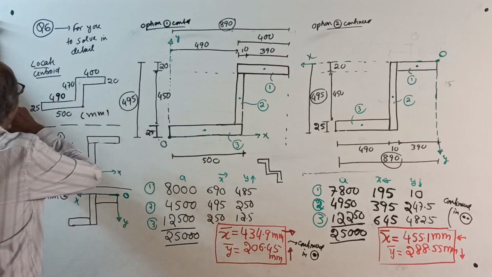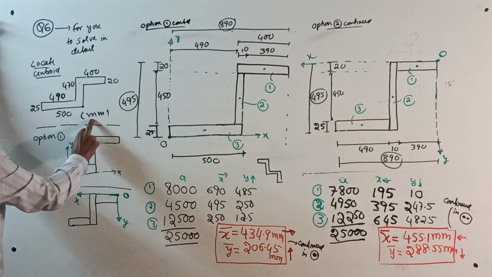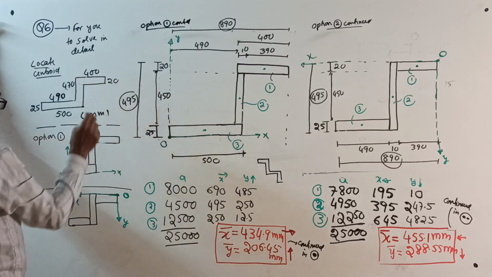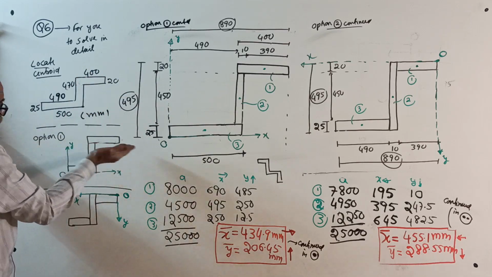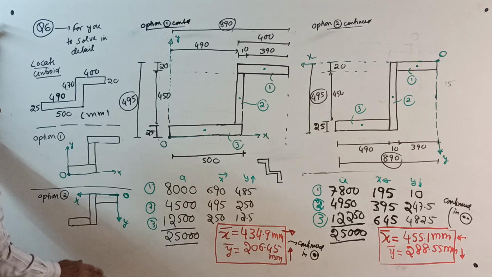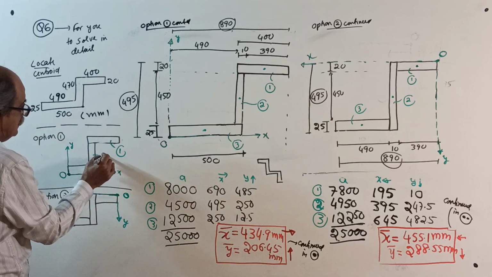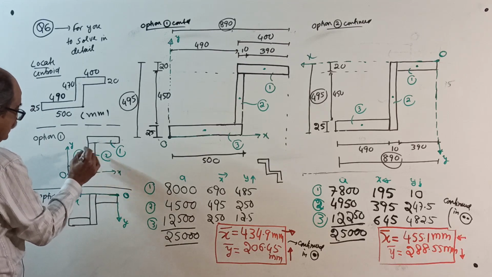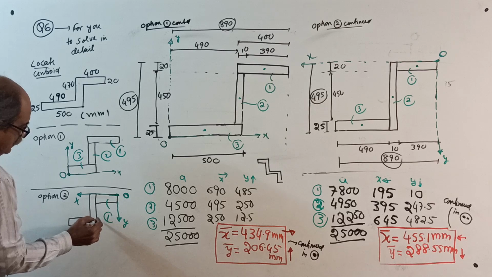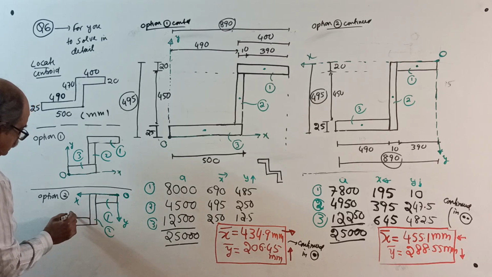Okay. Locate the centroid. All dimensions in millimeter. See, the dimensions are given here. Option 1, divide like this. Option 2, divide like this. Okay, this is all I told you. See, divide like this: 1, 2, 3 here. 1, 2, 3.